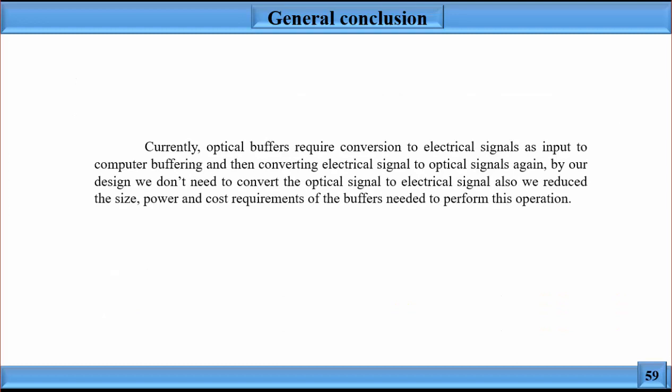Slide 59. Currently, optical buffers require conversion to electrical signals as input to computer buffering and then converting the electrical signal to optical signals again. With our design we don't need to convert the optical signal to an electrical signal. Also we reduced the size, power, and cost requirements of the buffers needed to perform this operation.